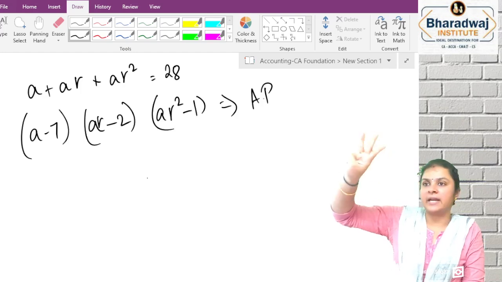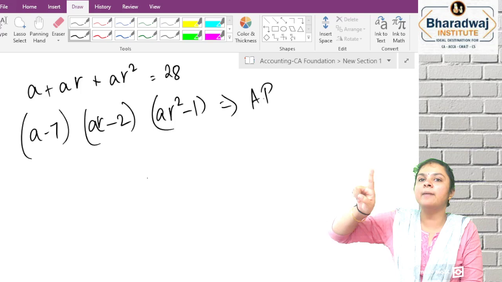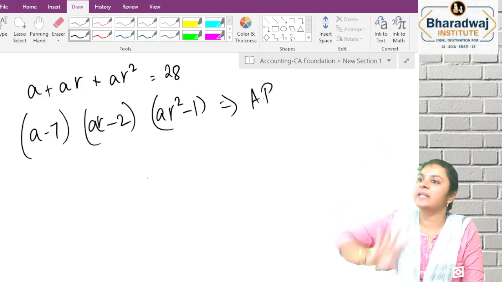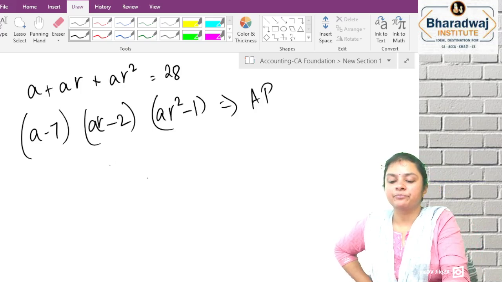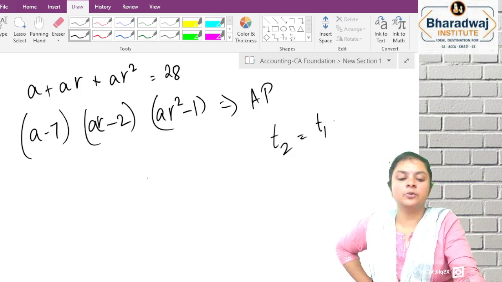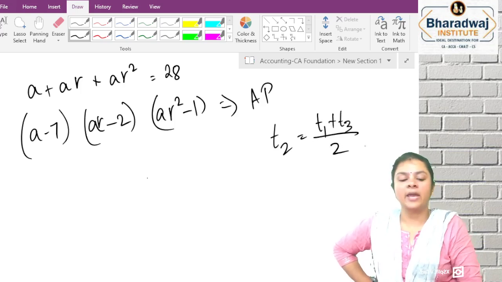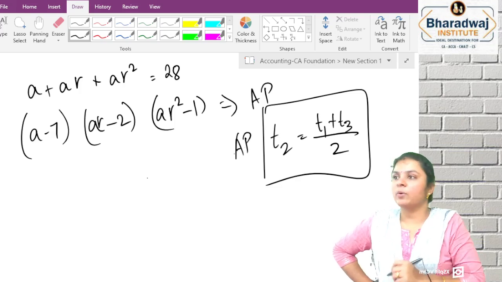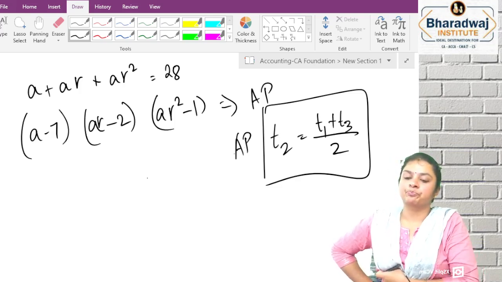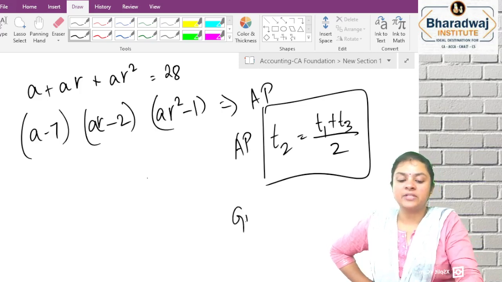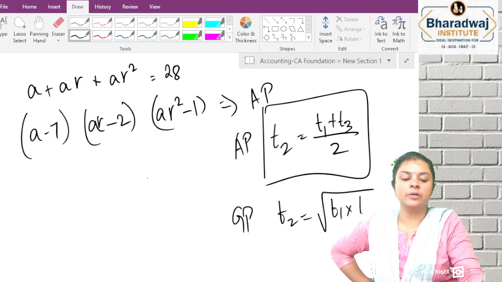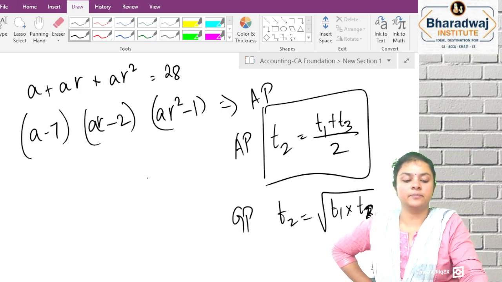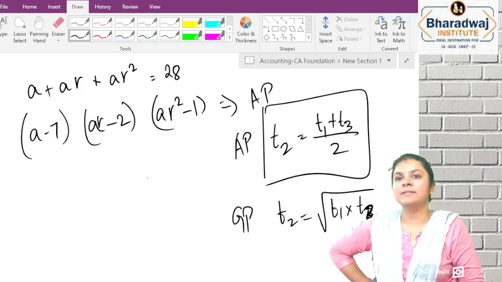When three terms are in an AP, always remember the middle term is equal to the average of the first and the last term. So the middle term, T2, is equal to (T1 plus T3) divided by 2. Always you can keep this rule for AP. Now, for GP, you can keep the rule as T2 is equal to the root of the first term into the third term. This is the middle term rule for AP and GP.